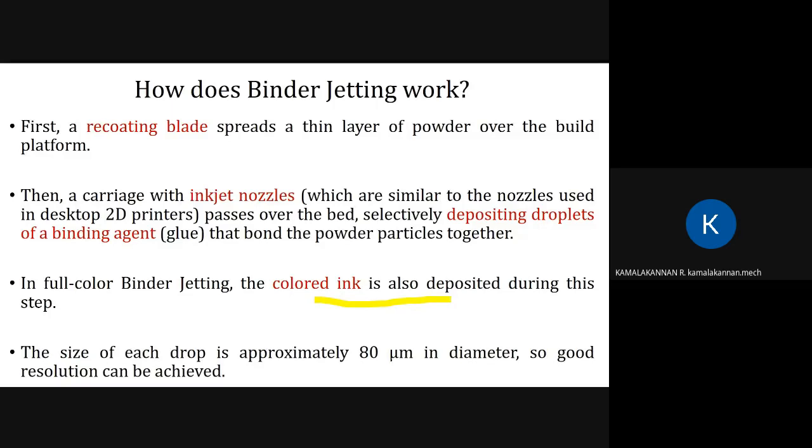The size of each droplet is approximately 80 micrometers. This size is for the binder droplets. So 80 micrometers is a very small size, which is enough to bind the powder materials. Okay, so what you will get is a very high surface resolution, okay, guys.